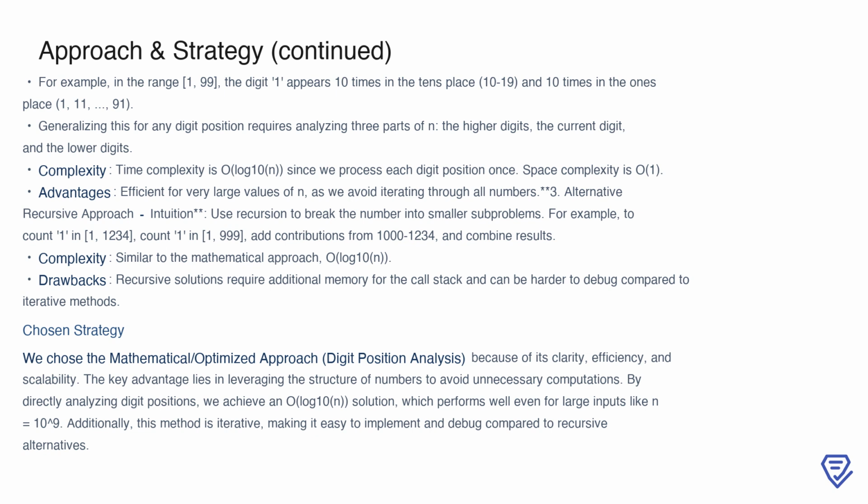Using this method, we can compute the contributions of 1 at each place value in constant time. This approach has a time complexity of O(log10 n), as we process each digit position once. It also has a space complexity of O(1), making it memory efficient. Additionally, while there are alternative approaches, like a recursive solution that breaks the problem into smaller subproblems, the mathematical approach stands out. Recursion has similar time complexity but requires additional memory for the call stack and can be harder to debug. By focusing on digit-level contributions, the mathematical approach avoids these drawbacks and provides a clear, efficient solution.